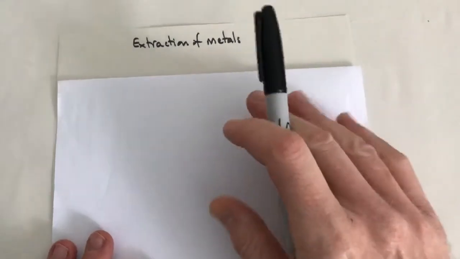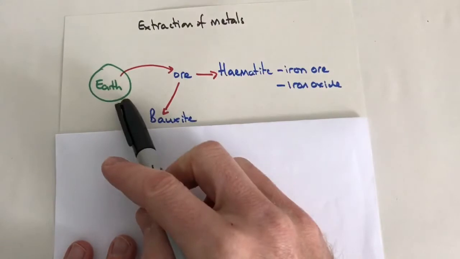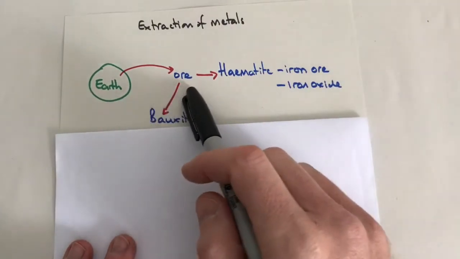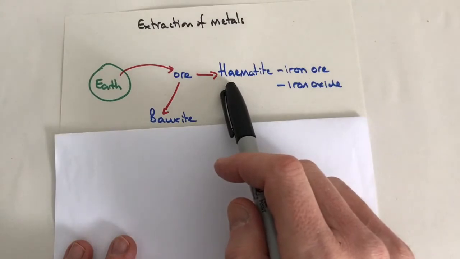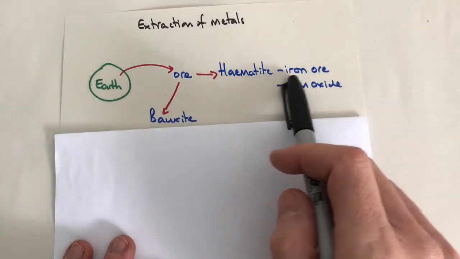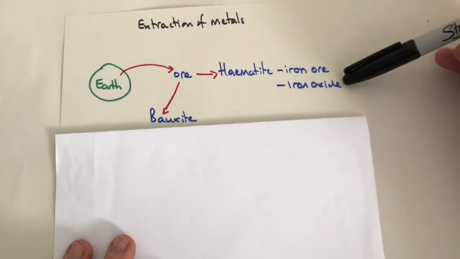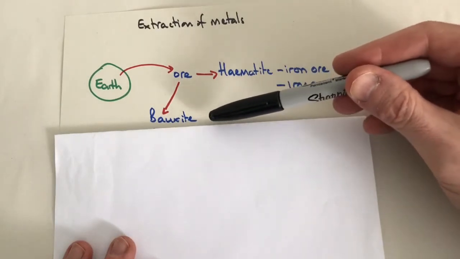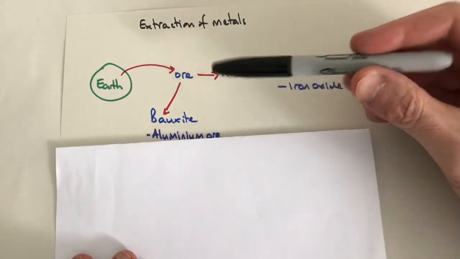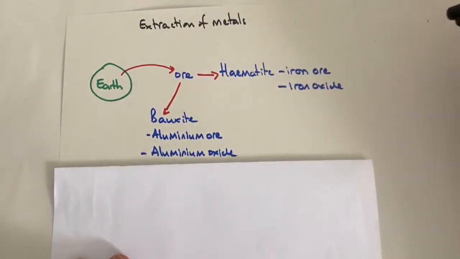And where are we getting these metals from? Well, in the Earth's crust, we have rocks that contain metals, and those rocks are called ores. And we're going to focus on two ores. The first one here is hematite. Hematite contains iron ore, and iron ore contains the chemical compound iron oxide. The second ore we're going to have a quick look at is bauxite, and bauxite is aluminium ore, and that contains the chemical compound aluminium oxide.